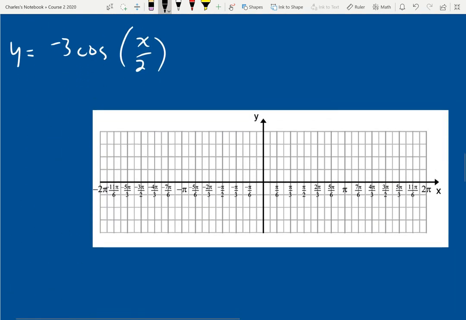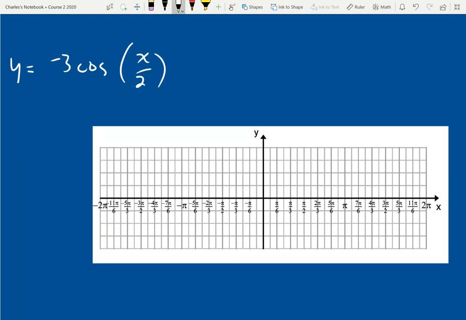How about if I had -3 cosine of x over 2? Well, its amplitude is going to be 3. Its period is going to be 2 pi divided by 1/2, which is 4 pi. It's a cosine, so let's make this 1, 2, 3. It's going to go as high as 3. It's going to go as low as -3. It's not going to start in the middle. It's not going to start on top, which is what a cosine normally did. But because it's a negative cosine, it's going to start on the bottom.